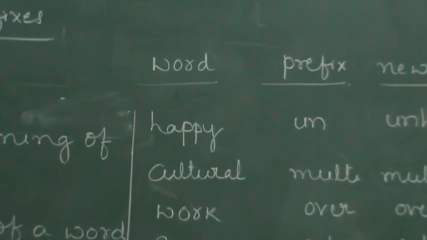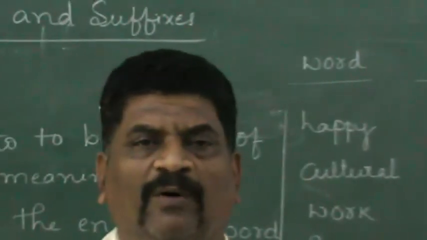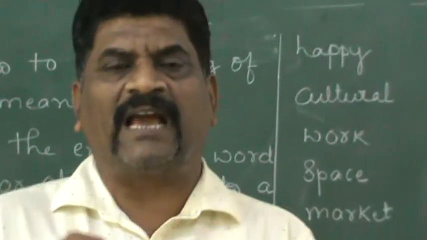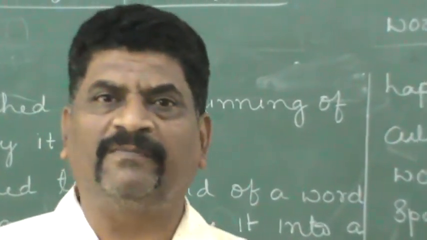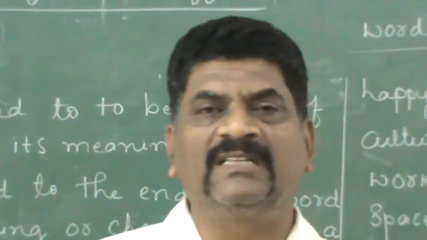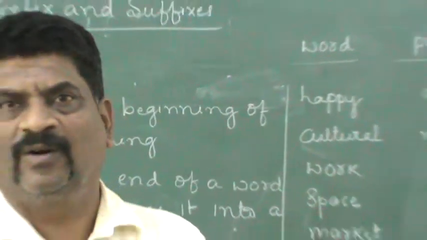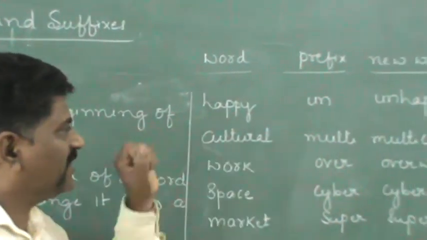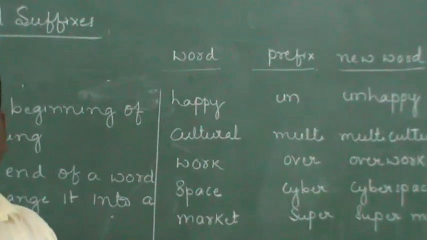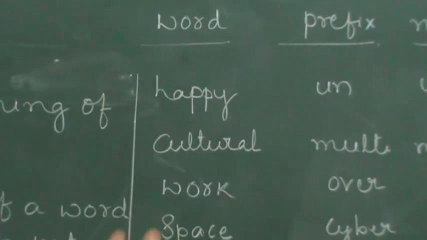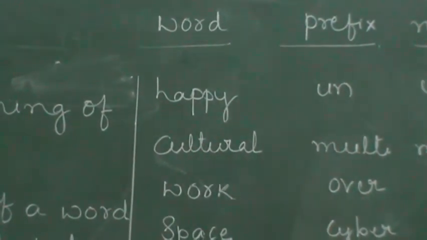One more thing I forgot to tell you here. Prefix and suffix can be added to a word. The word that is added with a prefix or suffix, the main word, is called a root word. So, in this example, the first word is happy. Happy is a root word. Root word means the main word to which something is going to be added.